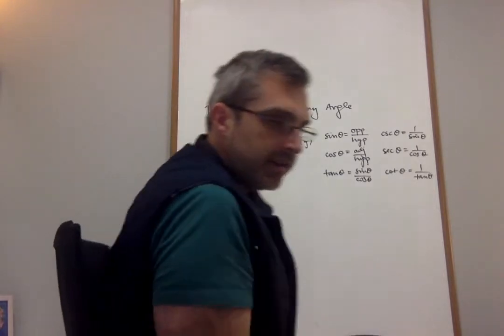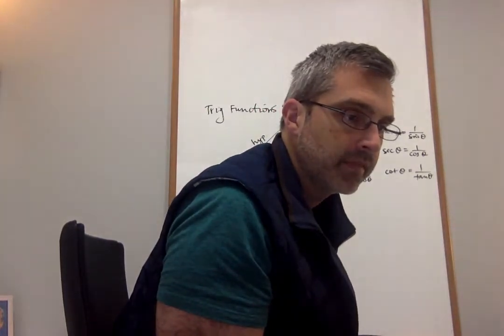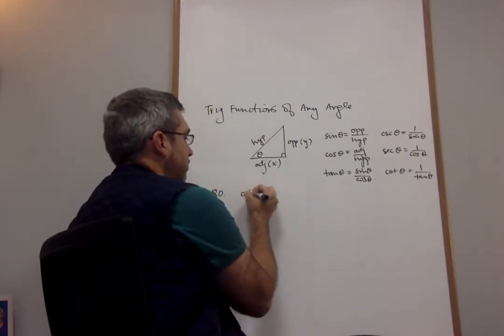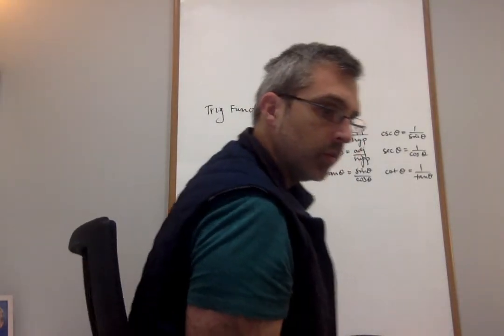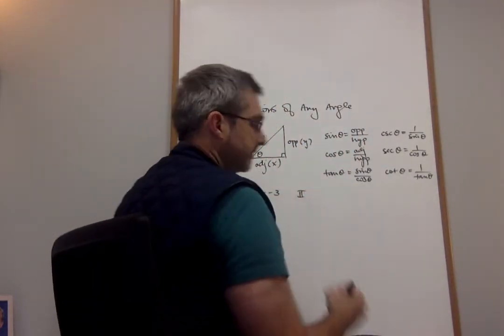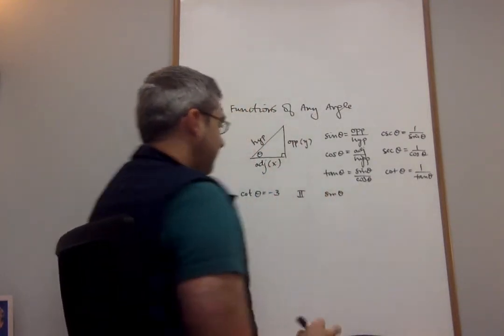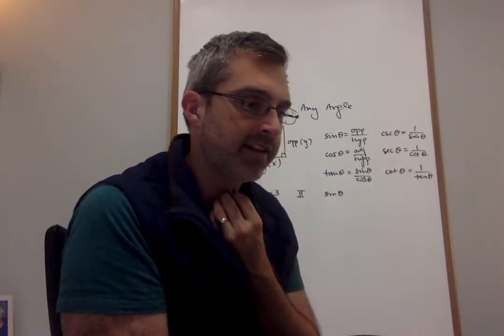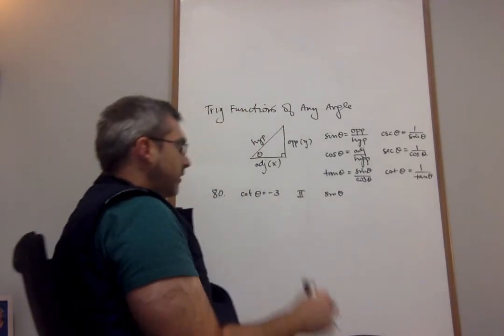Okay, so for number 80, what they say is that we're supposed to find the indicated trig value in the specified quadrant. So we have an angle whose cotangent is -3. We're supposed to be in the second quadrant, and I'm supposed to find the sine. So we've got, again, number 80. I've got cotangent of theta is -3. I'm in the second quadrant, and I want the sine.